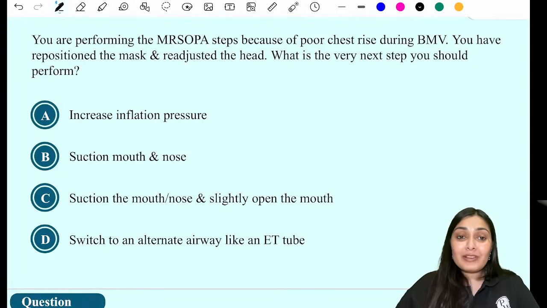A. Increase the inflation pressure. B. Suction the mouth and nose. C. Suction mouth and nose and slightly open the mouth. D. Switch to an alternate airway like ET tube.